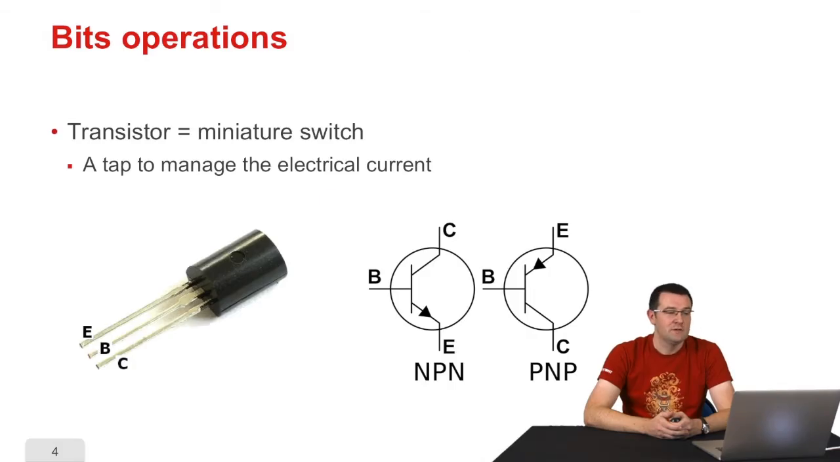With those bits, operations can be done. The simplest operation will be using what is called a transistor. This is one of the basic components in electronics.